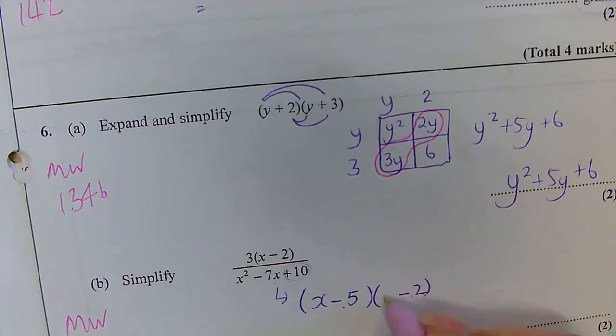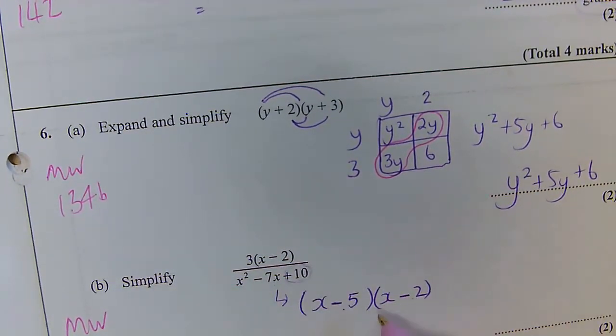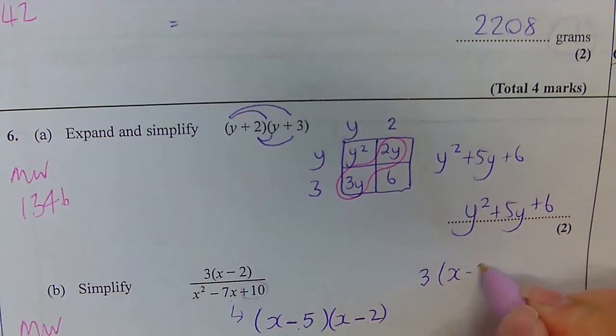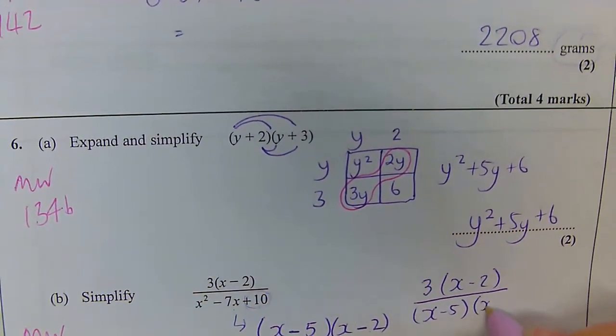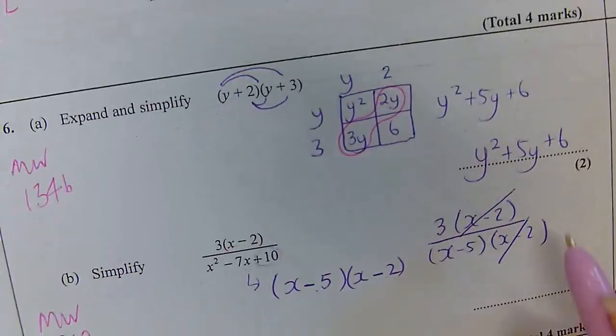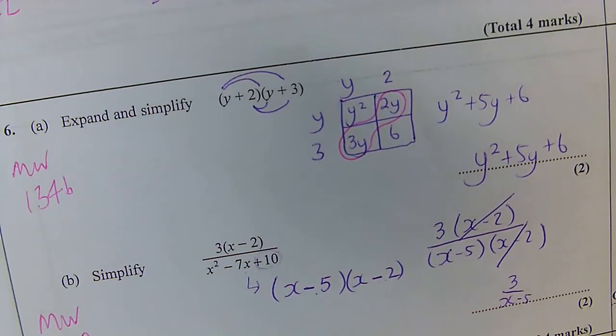Okay, and as I predicted, this minus 2 was going to be on the bottom, so we can now cancel it. So effectively, we've got 3 lots of x minus 2 all over x minus 5, x minus 2. Cancel these out, we're left with 3 over x minus 5, which we're going to put on our answer line.